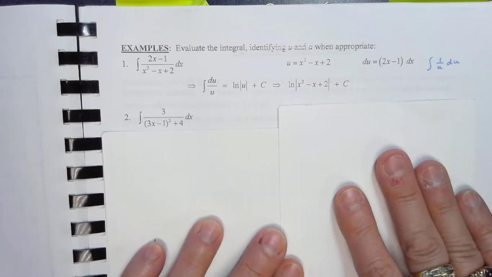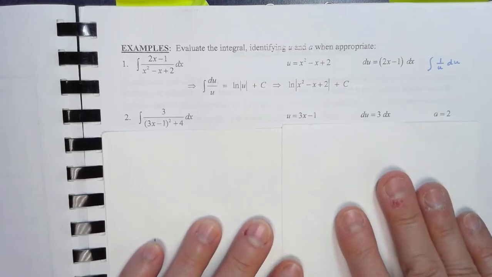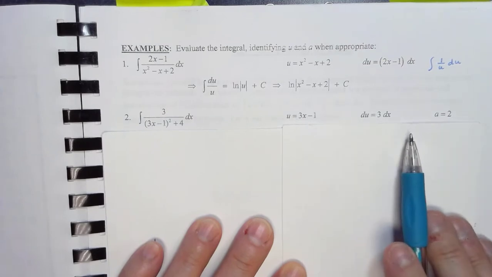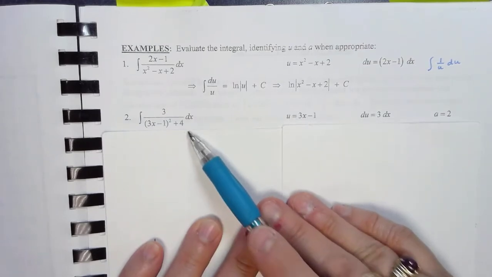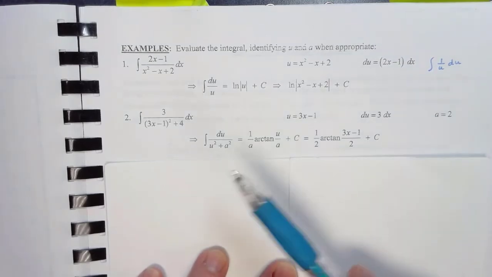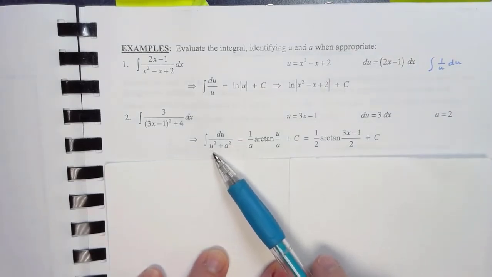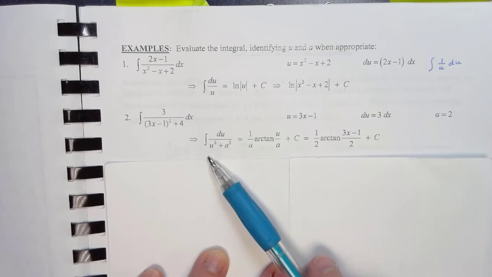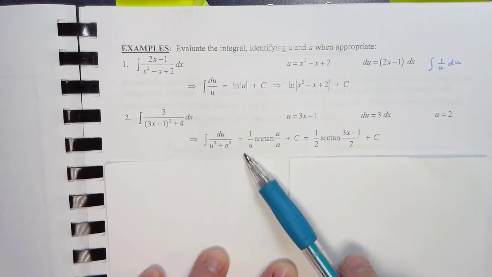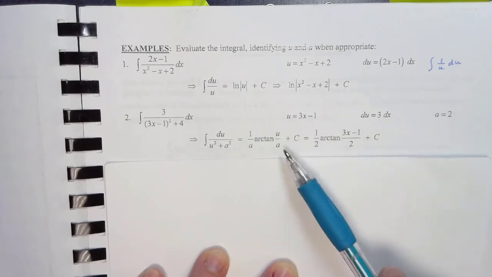This looks like it could be a pattern. We let our u be 3x minus 1, our du is 3 dx, and this would be a squared, so our a is 2. So what we actually have here is du over u squared plus a squared, which we're going to integrate, and it becomes arctan of u over a with that coefficient 1 over a plus c.